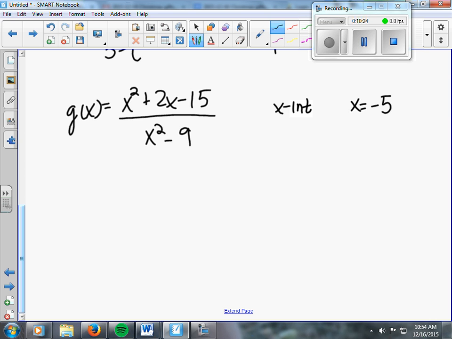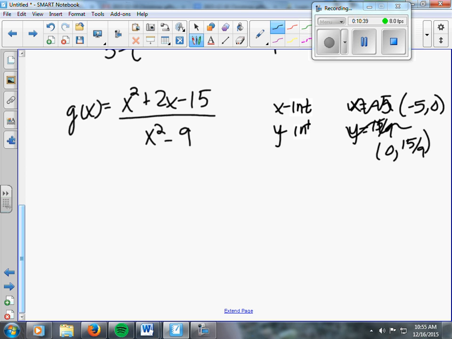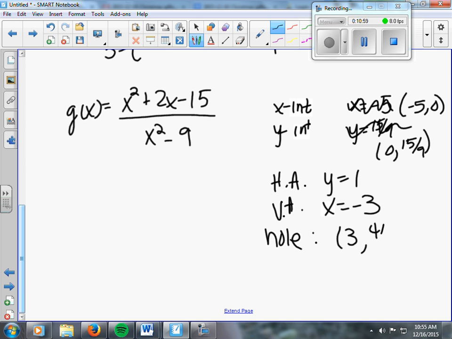The y-intercept is 15/9. And actually, this is really a point. Okay. The horizontal asymptote, that's a line, and that will be y equals 1. And the vertical asymptote here, there's only one. It is x equals -3. This also has a hole. Later on in calculus, we'll talk about a hole being a removable discontinuity. That coordinate should be 3/4. And there is no symmetry.